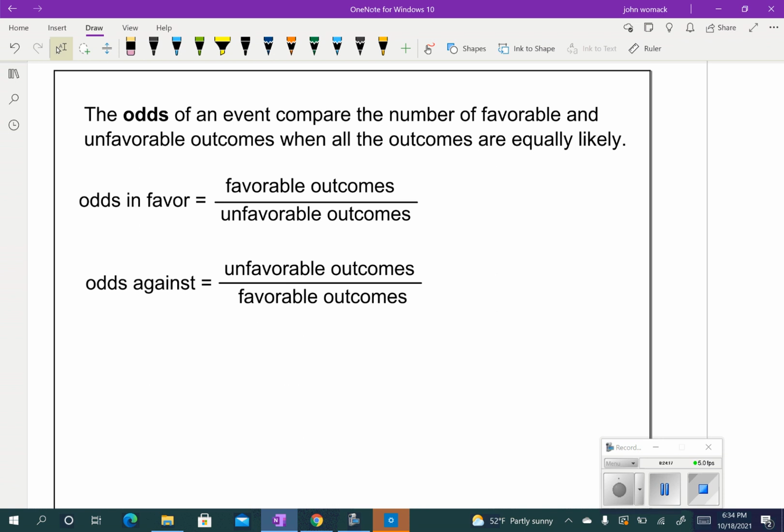Hey, here's the last thing you have to know, odds. So odds is a little different than probability. The odds of an event compare the number of favorable outcomes to the unfavorable outcomes. So that's different. With probability, you compare the number of favorable outcomes to the total number of possible outcomes. With odds, you compare the favorable to the unfavorable. So odds in favor is favorable to the unfavorable, or odds against is the unfavorable to the favorable.